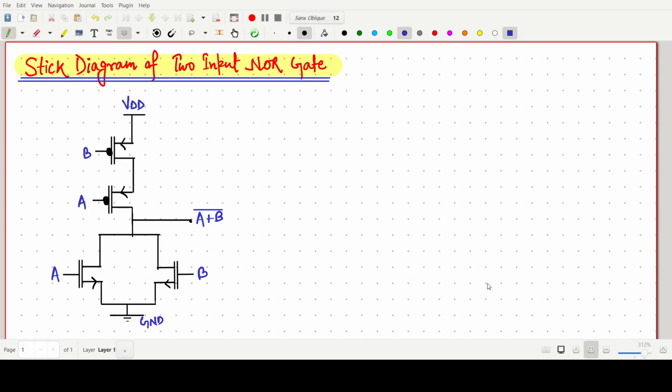Welcome everyone. In this video lecture, we will draw the stick diagram of a two input NOR gate. So this one is a CMOS structure, CMOS structure of a two input NOR gate. These two are the PMOS and the one below is our NMOS.